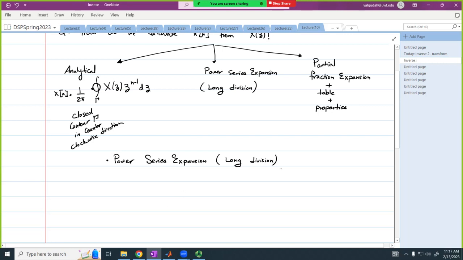And here I'm going to assume that we have a right-sided sequence, which means a sequence that starts and goes to the right. So what is the idea behind this method? By definition, x of z is a power series in z to the negative 1.